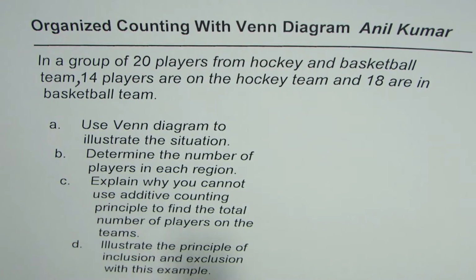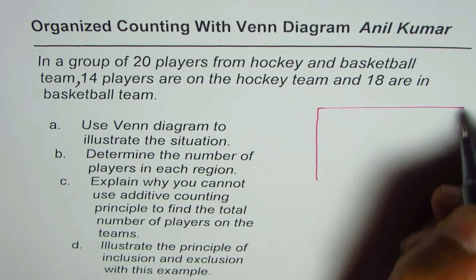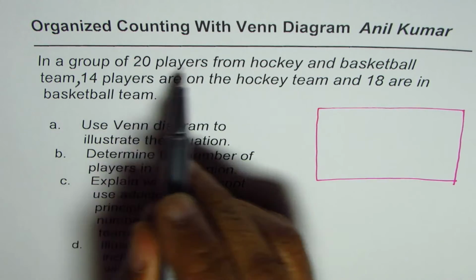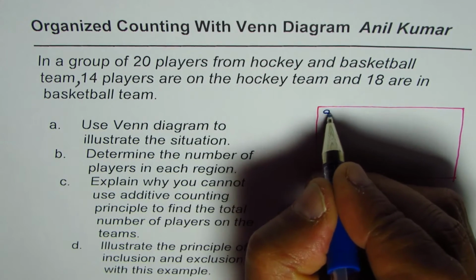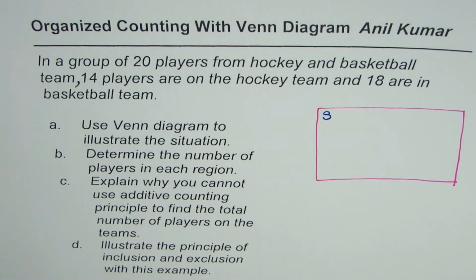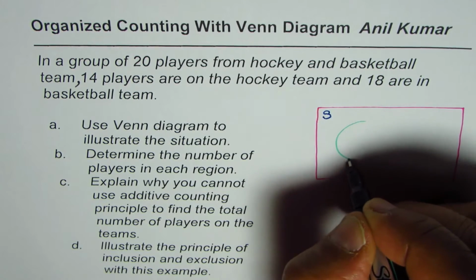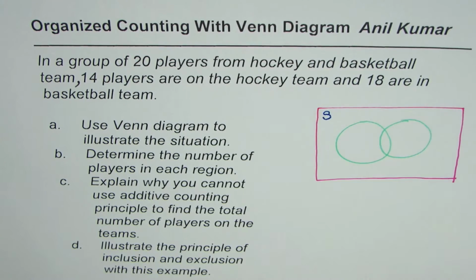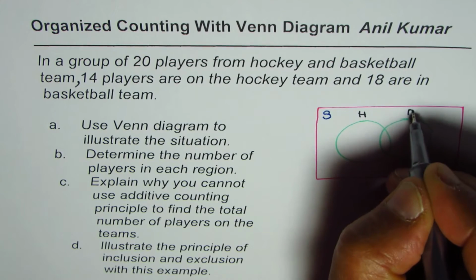Let's do the Venn diagram. That means we have a set, the universal set. In this universal set, what do we have? We have 20 players, right? So let's call this universal set S. And these 20 players belong to either the hockey team or the basketball team. So we have 2 circles illustrating the hockey and basketball teams. So let us say this one is for hockey, that is for basketball.